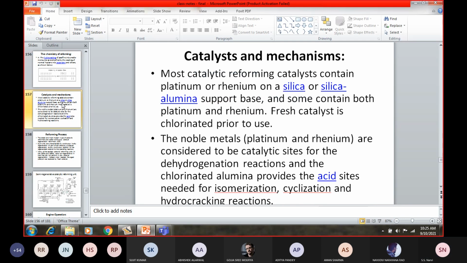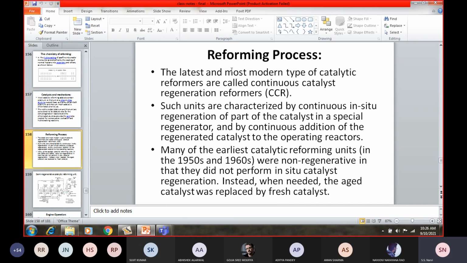This is mechanism, catalyst and mechanism. Alumina silicate is generally used. Heteropolyacids are also used. Certain heteropolyacids are also used as catalyst in case of this type of reaction. Then you have some other aspects of reforming process, history as well as the catalyst use.